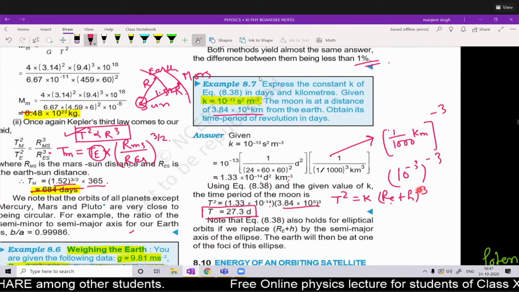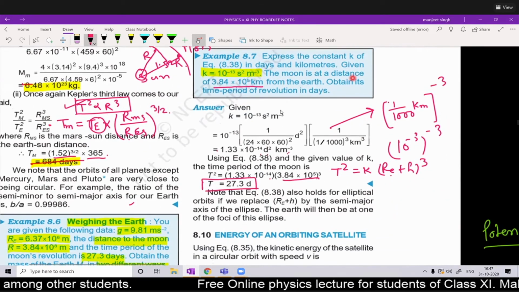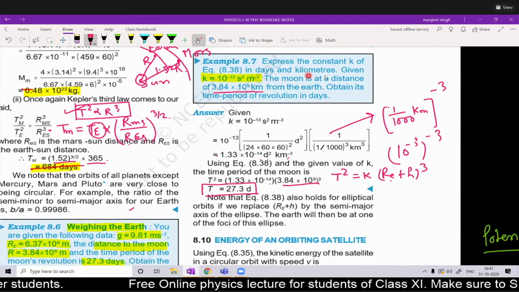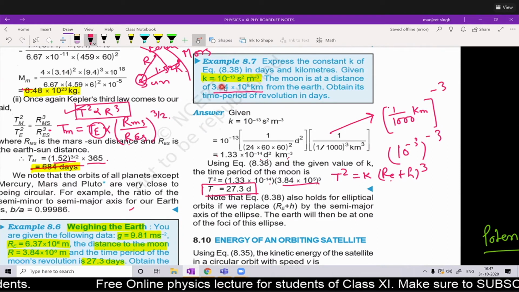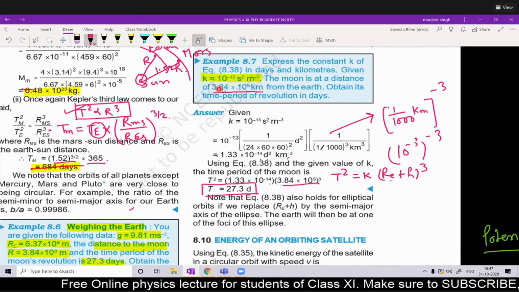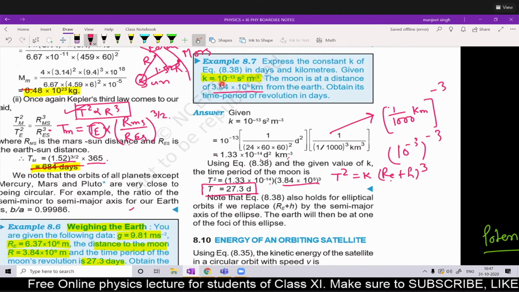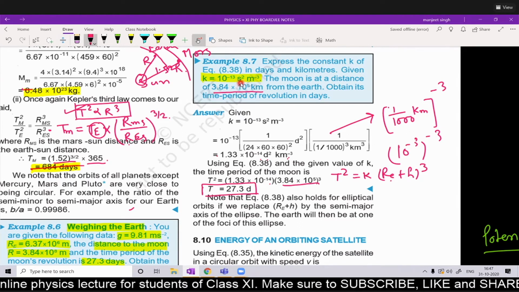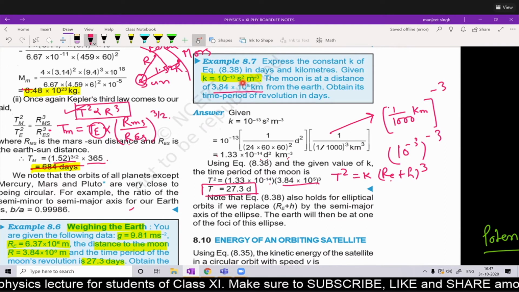Next question is basically a dimensional analysis question. Express the constant k of equation 8.38 in days and kilometers. Now this constant k can be expressed as 10 to the power minus 13 second square and meter to the power minus 3. So convert this second into days.